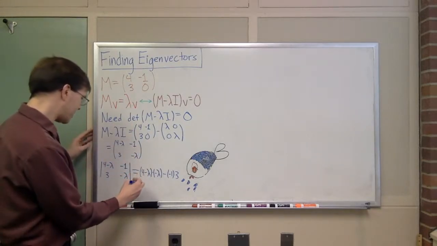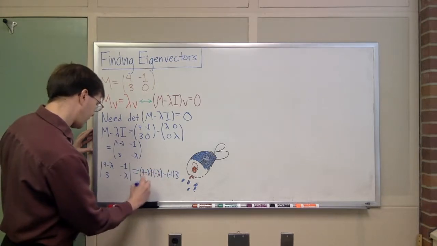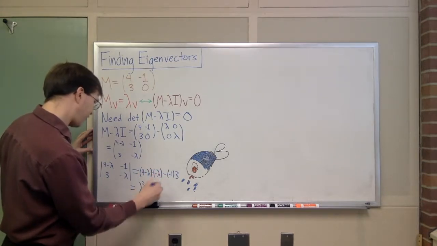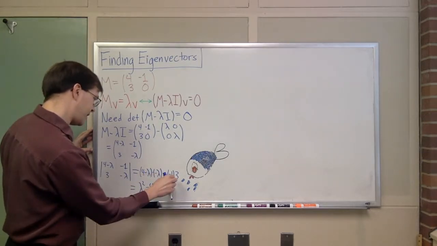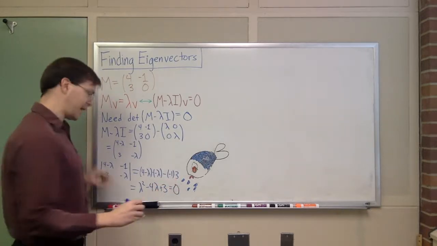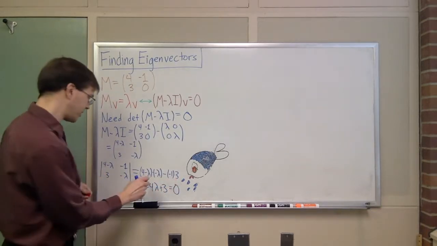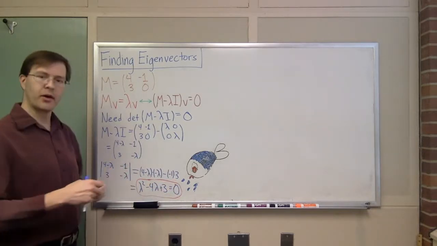So okay, what's this give me? I can multiply this out. That's lambda squared minus 4 lambda plus 3, and that has to equal 0. That's my equation, the characteristic polynomial for this matrix. There we go, I've got that.